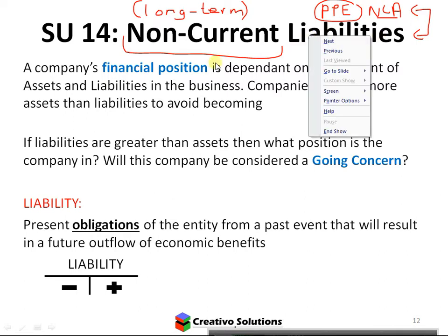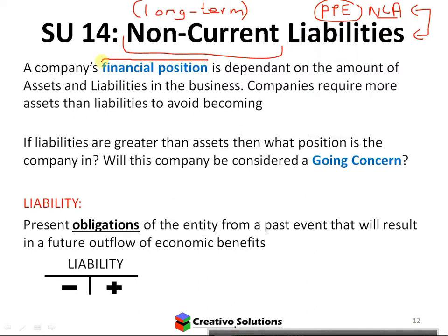Okay, so financial position is determined by what? The difference between the assets and the liabilities. Which assets and which liabilities? Non-current assets and non-current liabilities. Okay, but it's financial position, so it's total assets and total liabilities. Right, companies require more assets than liabilities to avoid becoming liquidated, insolvent or bankrupt.